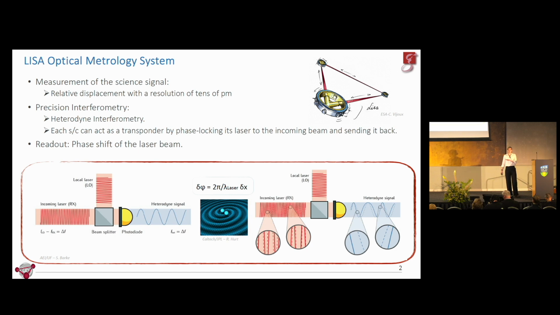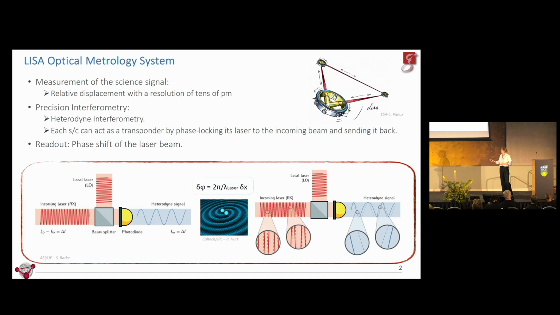So before I jump into IDS, I would like to start with the baseline of the optical metrology system. LISA will measure distance between two test masses, or a pair of test masses, using an interferometry technique, and the passing gravitational wave will cause a displacement of the order of tens of picometers. This sets the baseline of our measurement, so it is the sensitivity that we are targeting.